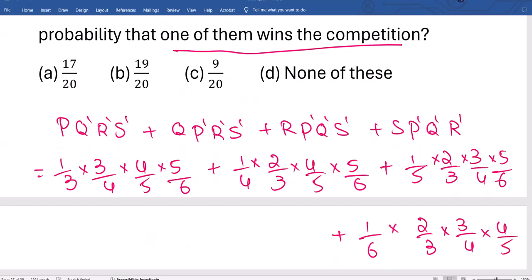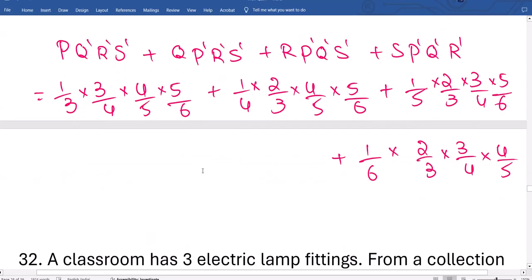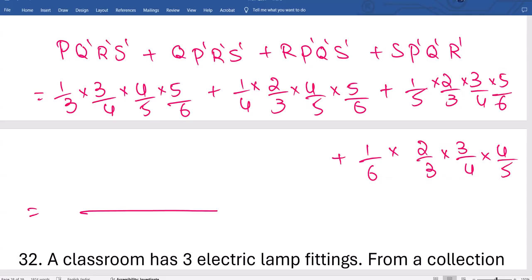Right. Now ignore the options. Sometimes the calculations might be mistaken here. If you observe, the denominator 3, 4, 5, 6 is common. 3 into 4, 12, 12 into 5, 60, 60 into 6, we got 360. Denominator is 360. What about the numerator? 3 into 4 into 5, 60. Here 40, then 2 into 3 into 5, we got 30, here 2 into 3 into 4, we got 24. Now numerator altogether is 154.